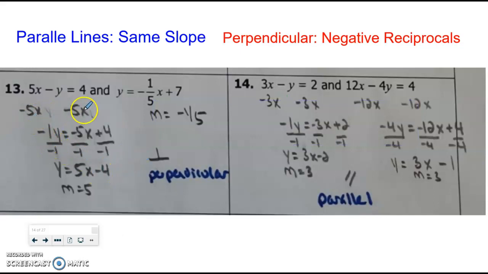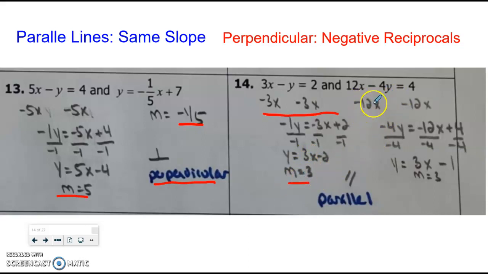So you subtracted 5x from both sides, then you divided everything by -1, and you got 5x minus 4. So you had a slope of 5 and a slope of -5, which means that it's perpendicular. When I looked at number 14, you had to work on both sides. So you subtracted 3x from both sides, and you got -3x plus 2, divided both sides by -1, and you got y equals 3x minus 2, so that gave you a slope of 3.